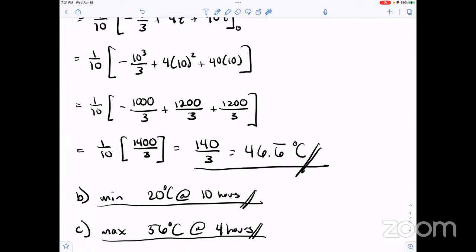Let's see, the average temperature, right? That's reasonable. It says type an integer or decimal, round to 1 decimal place if needed. So then 46.7 degrees Celsius. 46.7. That's not working for me. Let's get rid of all of this. How you not working?